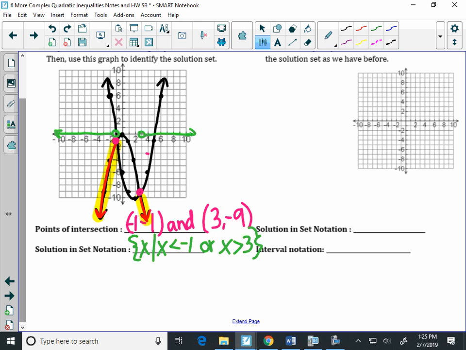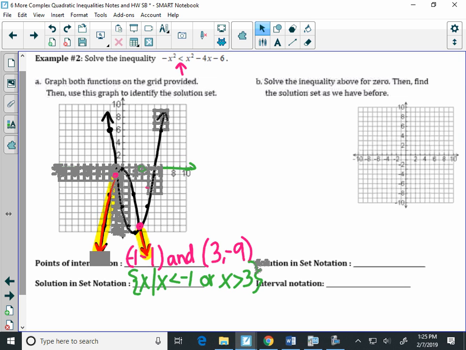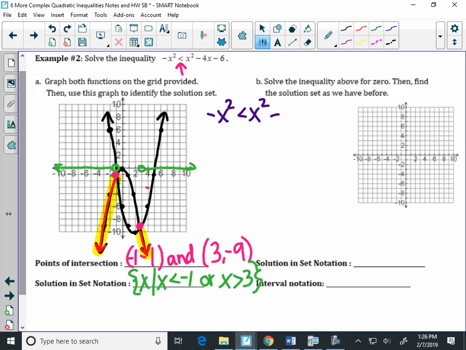Now, just like the last problem, we want to do this the other way, so then we can choose which way works better for us. So start again by rewriting the equation. Negative x squared is less than x squared minus 4x minus 6. Which side do you think is easier to move? The negative x squared. So I'm going to add x squared here.